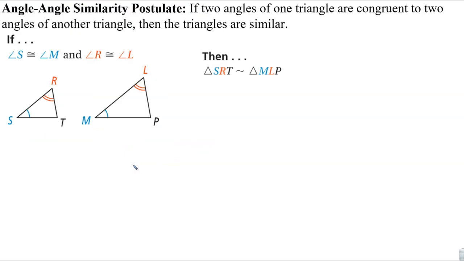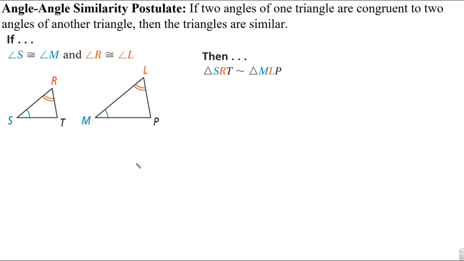Then the last thing we're going to look at is some shortcuts for proving triangles are similar. Okay, it's actually kind of a pain to prove polygons similar. You have to check out all their angles and all their sides to make sure all the angles are congruent and all the corresponding sides are proportional. But with triangles, there's going to be some shortcuts. Okay, we have 3 of them.